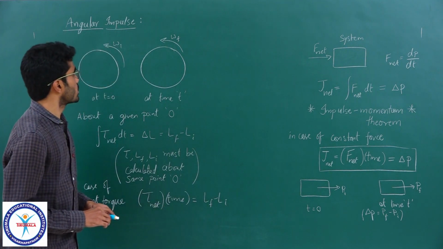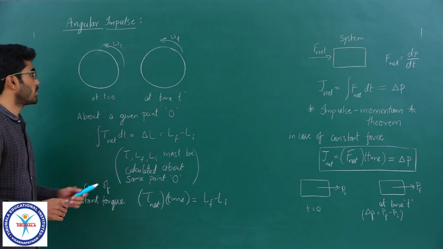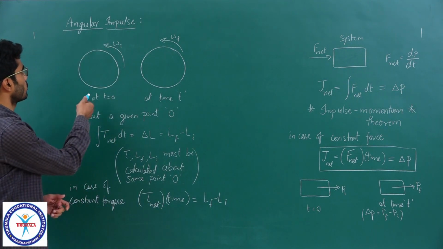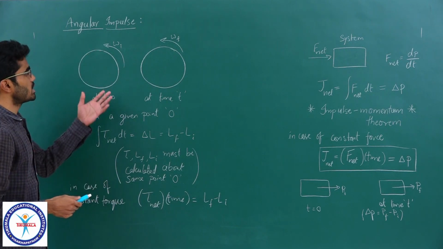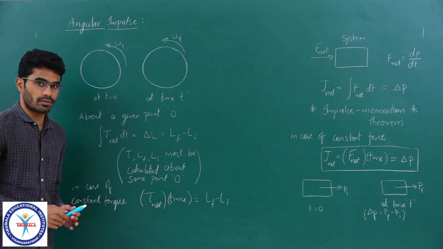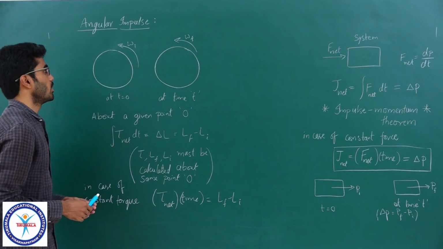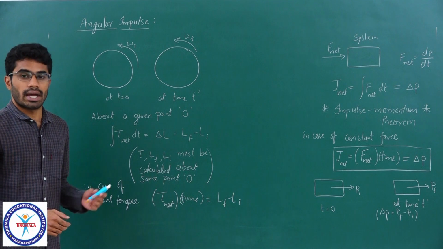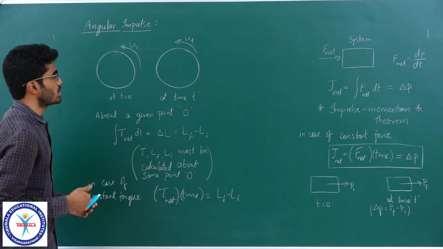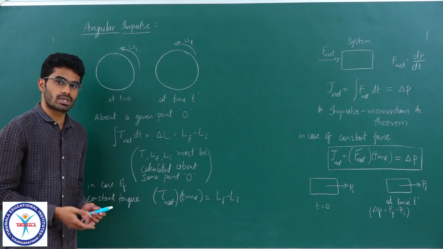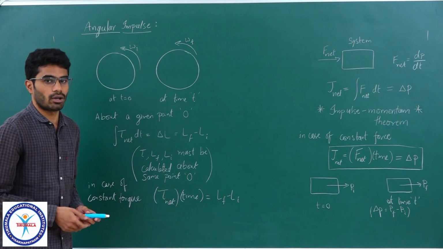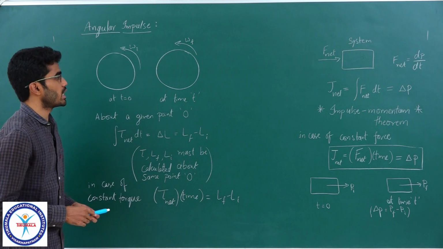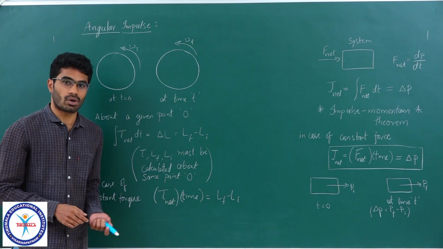Now let us discuss angular impulse. Similarly, we have angular momentum defined for any given system. Whatever change in angular momentum we observe in a given time t will be equal to the angular impulse. We say that the angular impulse delivered to such an object or system is equal to the change in its angular momentum. Change in angular momentum occurs only when torques are applied.